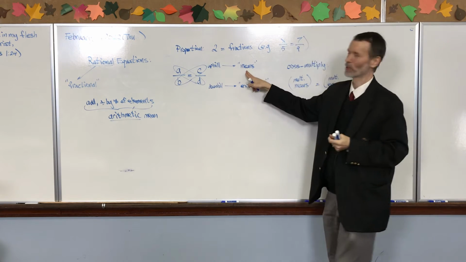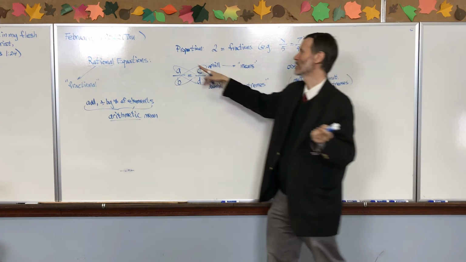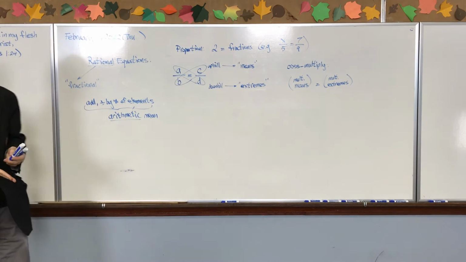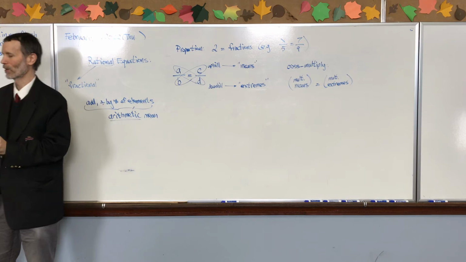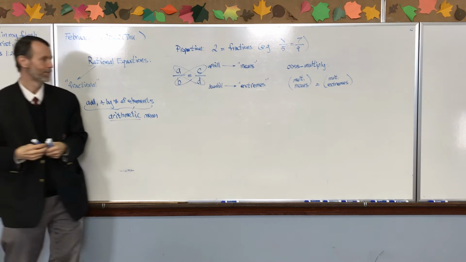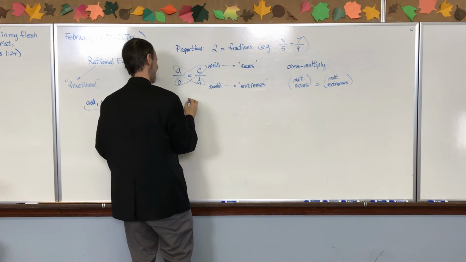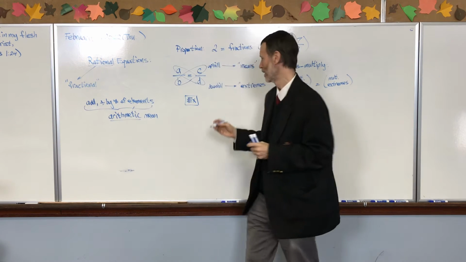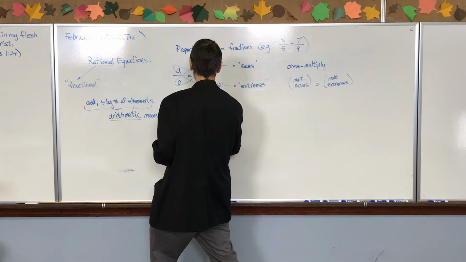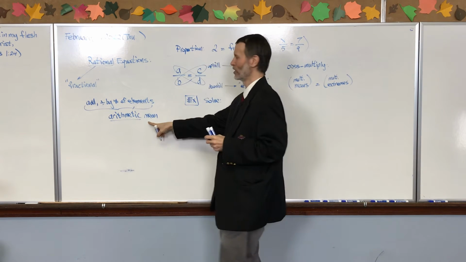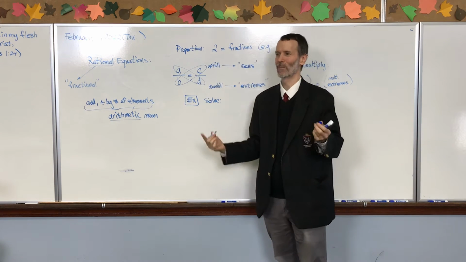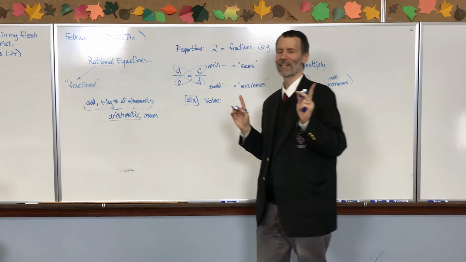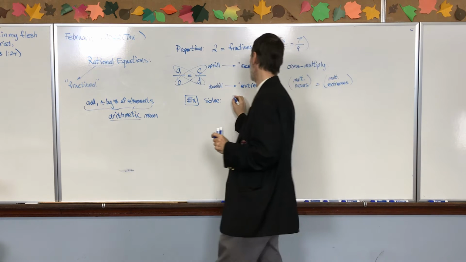So here's where the word originally came from. Means are the inner numbers of a proportion, and extremes are the outer numbers of a proportion. That's pretty much all the homework really needs you to do. Now, are we done? Funny. Example. I would like you to solve. No, that was just to describe where the word mean might show up in the future. Solve the following. This is going to be a little different than what you've done before.